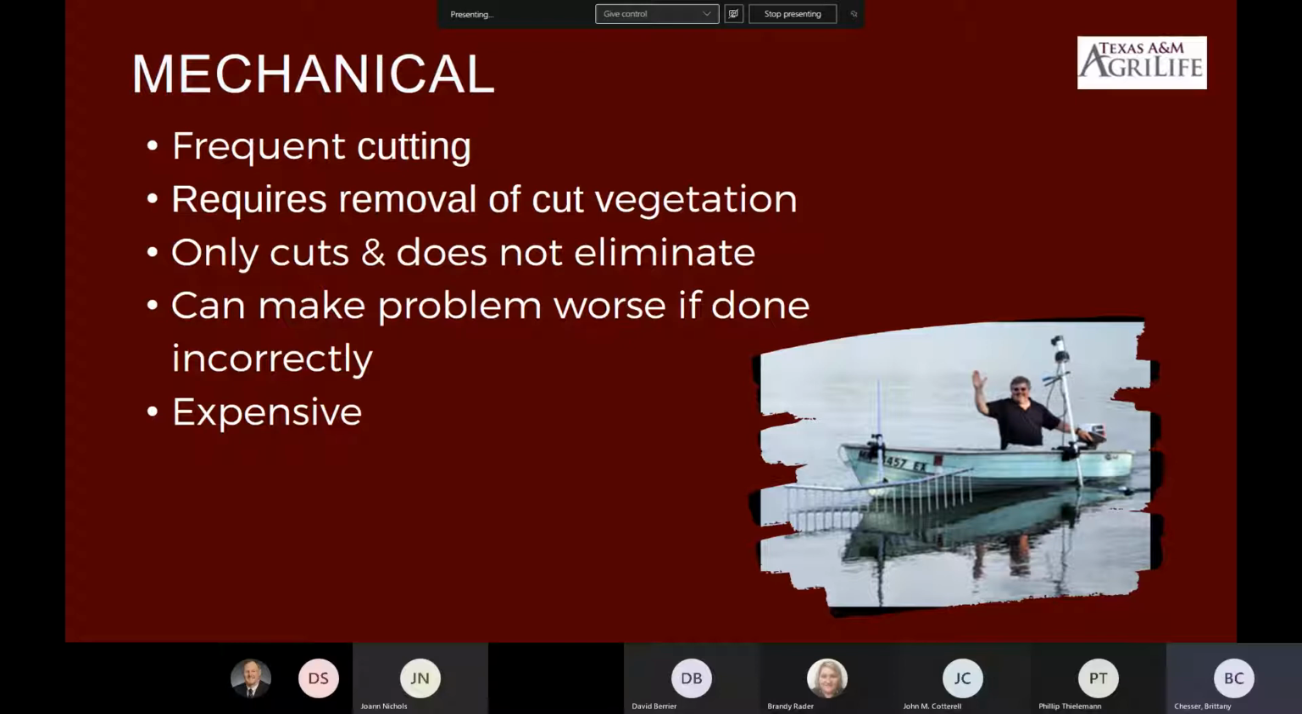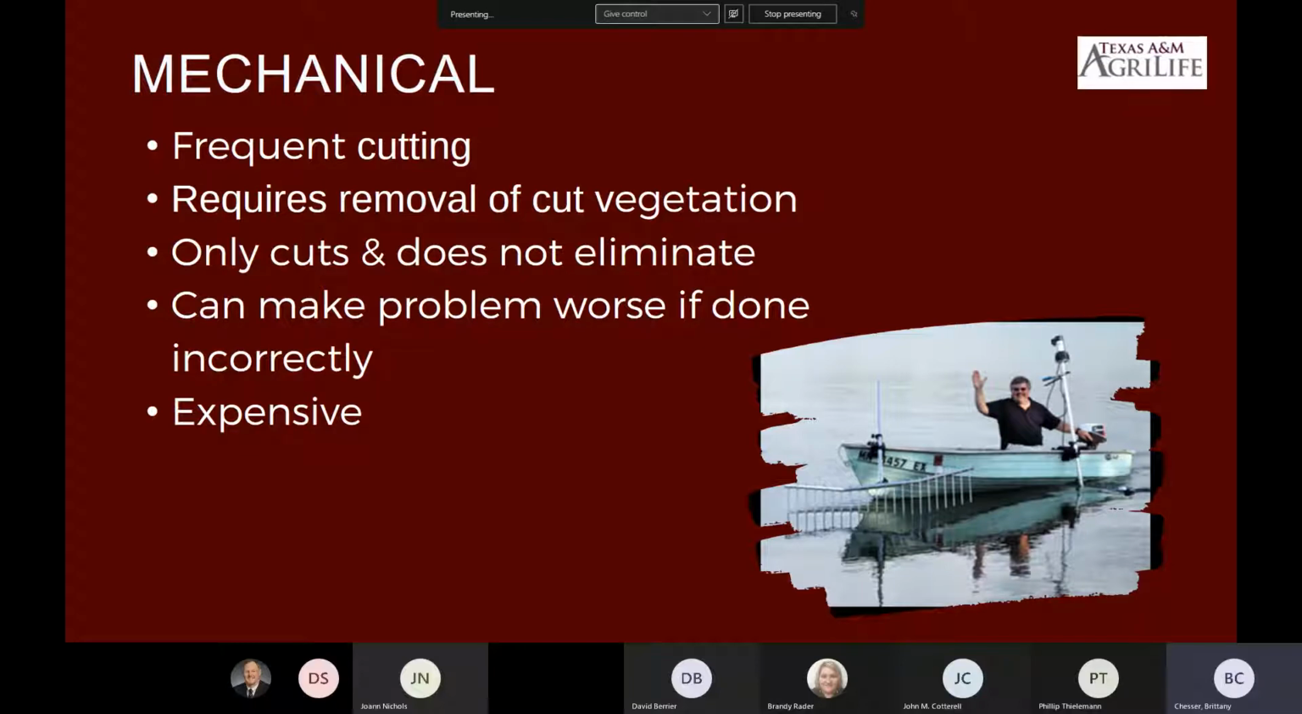After you cut it, you're going to have to remove the cut vegetation because you don't want a lot of rotting vegetation in the water column at once. Rotting vegetation actually requires bacteria to break down those plant cells, and in order to break it down, those bacteria will be consuming oxygen in the water column. This is going to lower your overall dissolved oxygen, which of course can be detrimental to a fishery if it's present.